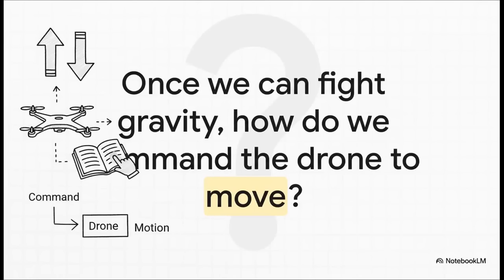All right, so we get it. We can go up, we can go down. But how do we actually tell the drone what to do? The most basic way is to just give it an order without waiting for any feedback. In the engineering world, they call this open loop control, and it's the next logical step on our learning journey.